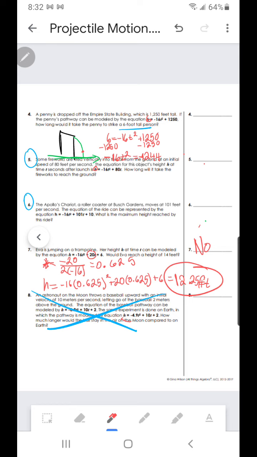Okay, so go ahead. You've got number 3, which has both parts, finding the maximum height and the time. And then for 5 and 6, you only have to find one of those parts.